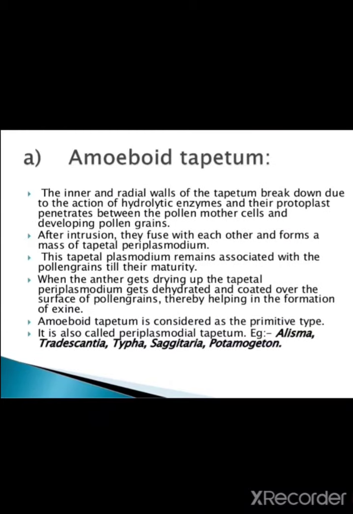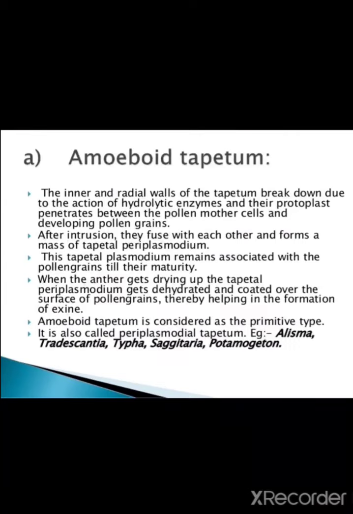First one is amoeboid tapetum. The inner and radial walls of the tapetum break down due to the action of hydrolytic enzymes, and their protoplast penetrates between the pollen mother cells and developing pollen grains. After intrusion, they fuse with each other and form a mass of tapetal periplasmodium. This type of tapetal plasmodium remains associated with the pollen grains till their maturity.